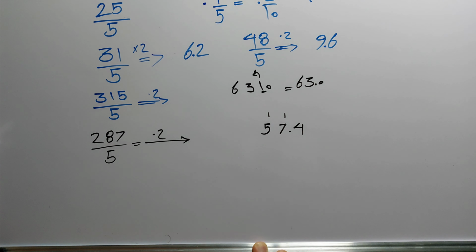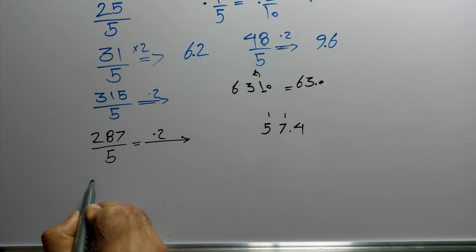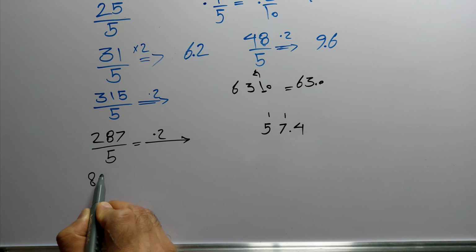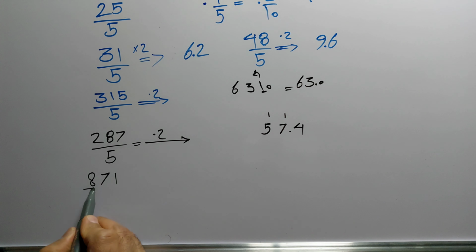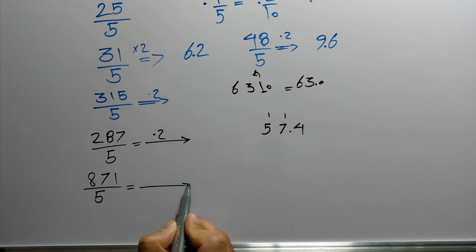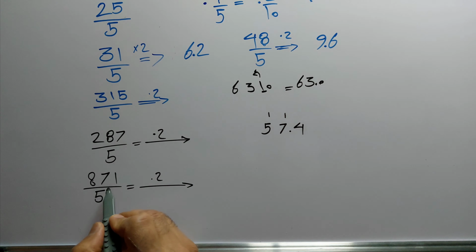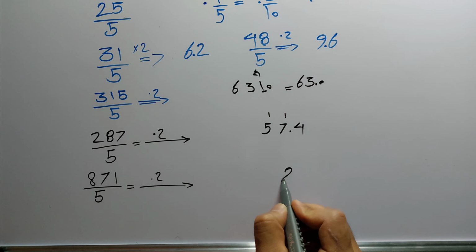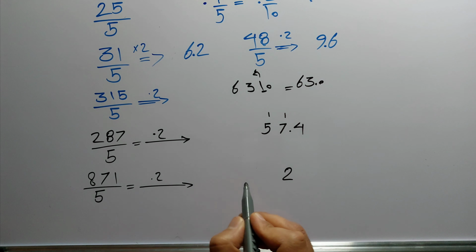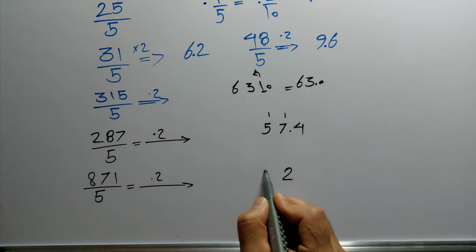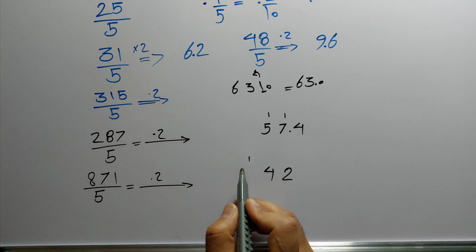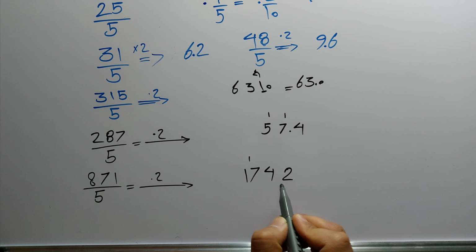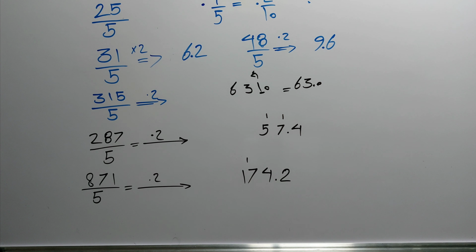Let's go with another one. Let's say 871, divided by 5. So let's just multiply the numerator by 2. So let's go digit by digit. So 2 times 1, it's just 2. 2 times 7 is 14. I'm going to write just 4 here and keep 1 here for the next addition. 2 times 8 is 16, plus 1, 17. And then don't forget to write this decimal point.